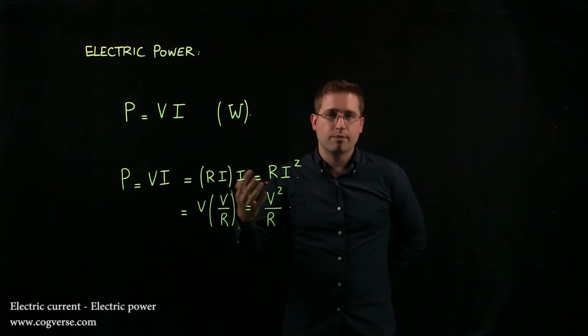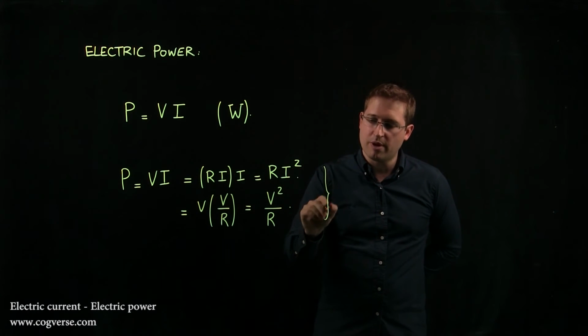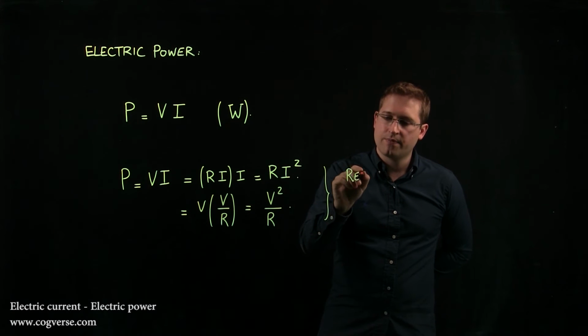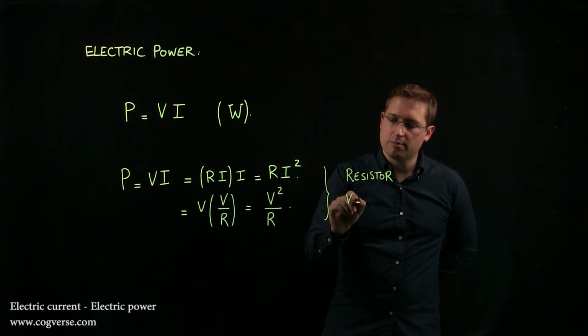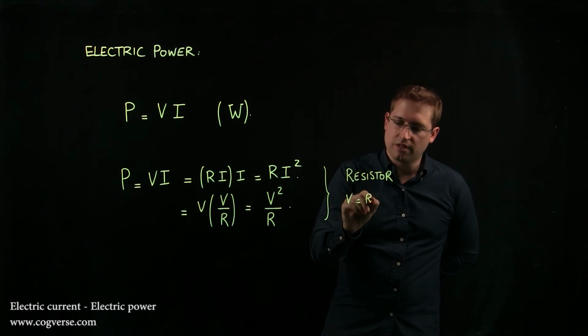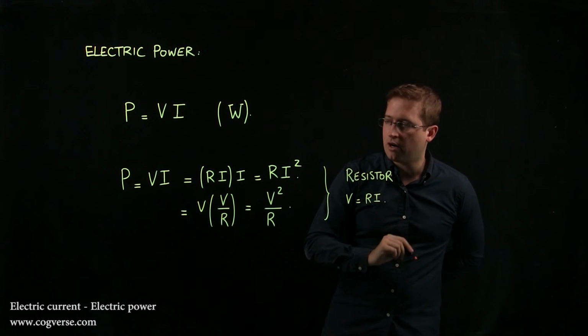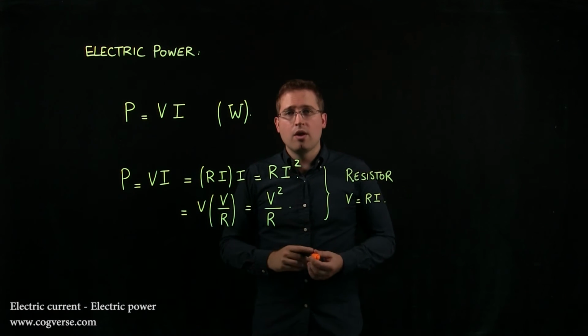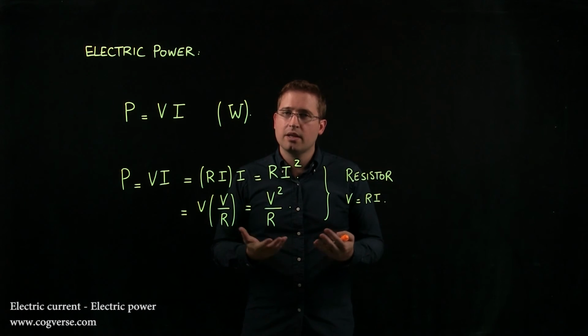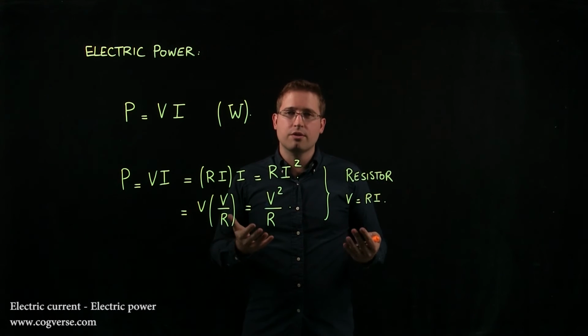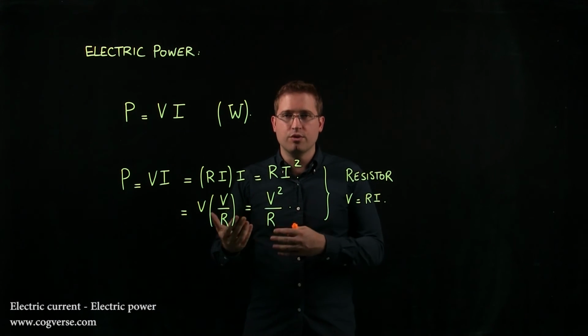Now, of course, they're both equivalent, but remember that they only apply for a resistor, because you need Ohm's law to be able to write this and this. So you need V equals RI. Now, whether a given component supplies power or dissipates power, that depends on the component. It also depends on the circuit, because some could do either.